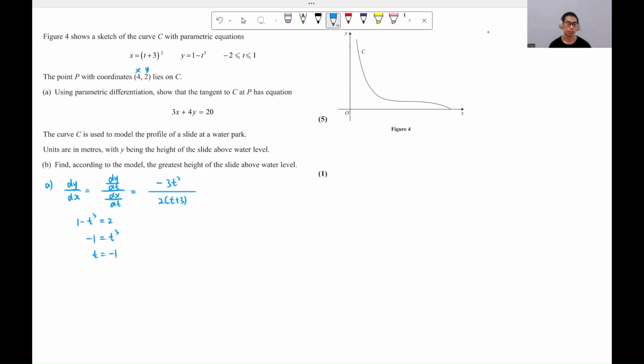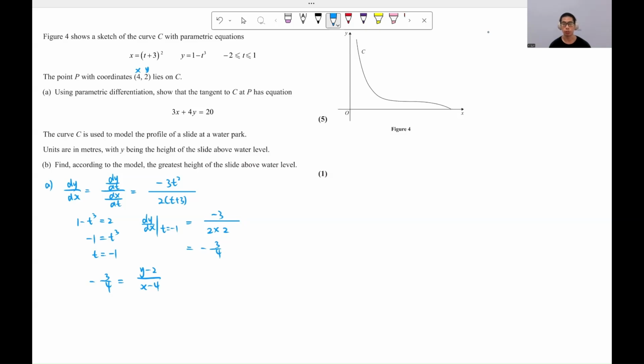Then substitute in. dy/dx when t equals -1 is -3 times (-1) squared, which is 1, so -3 on top. Then 2 times (-1 plus 3) is 2 times 2, which is 4. So dy/dx is -3 over 4. That is the gradient. Now that we know the gradient, the equation is -3/4 equals (y minus 2) over (x minus 4). That's just the way I normally do it.